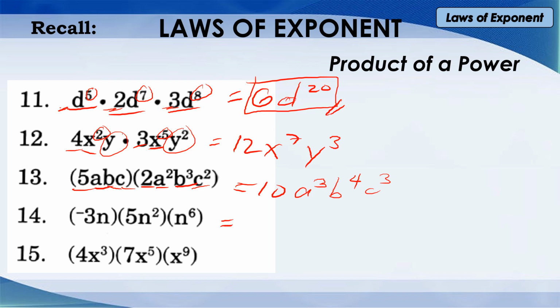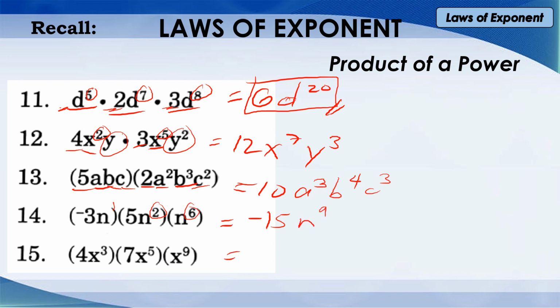Next example, we have negative 3n times 5n squared times n raised to 6. Negative 3 times 5, that is negative 15. And then 1 plus 2 plus 6, that is 9. Therefore, we have n raised to 9.